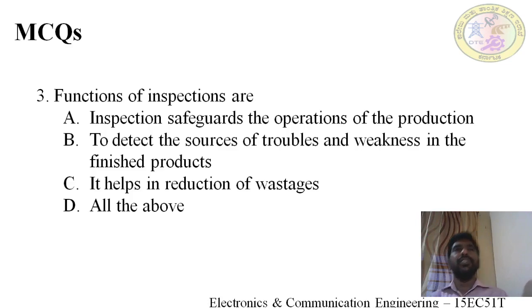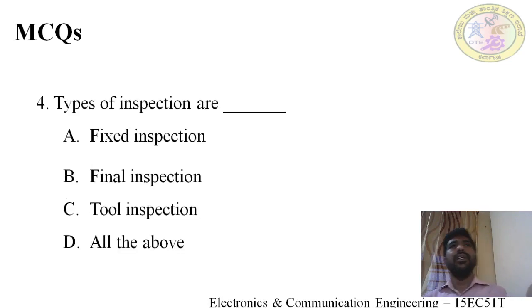The right answer for this question is all the above. So all are functions of inspection. Then question number 4, types of inspection are dash. A, fixed inspection. B, final inspection. C, tool inspection. D, all the above. Pause the video and try to find the answer for this question.